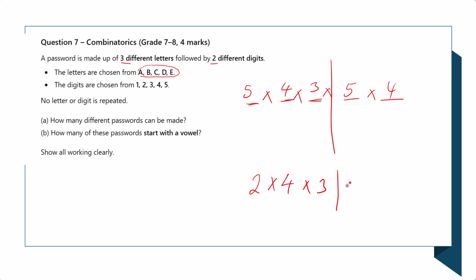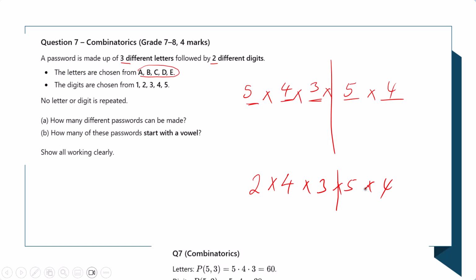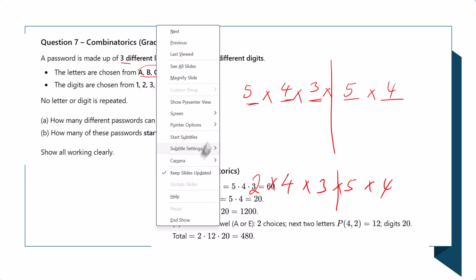All right. As for the numbers, they are still going to be 4 and 5 because the numbers have not been used. So this is the answer. Okay. So if you multiply them, this is the answer you're going to get.